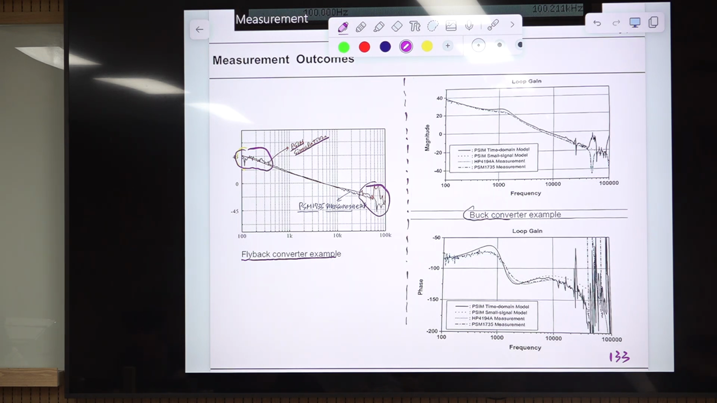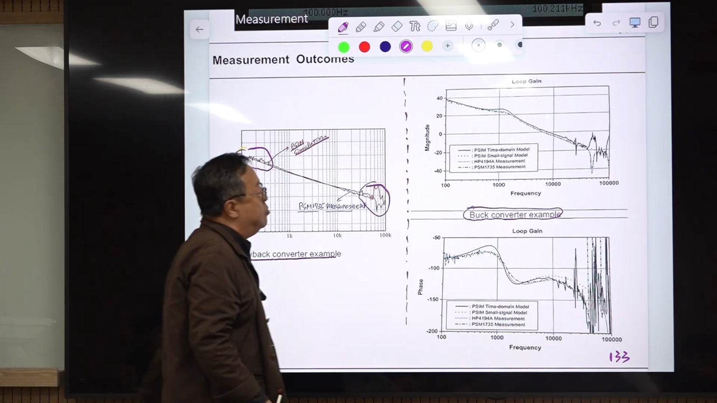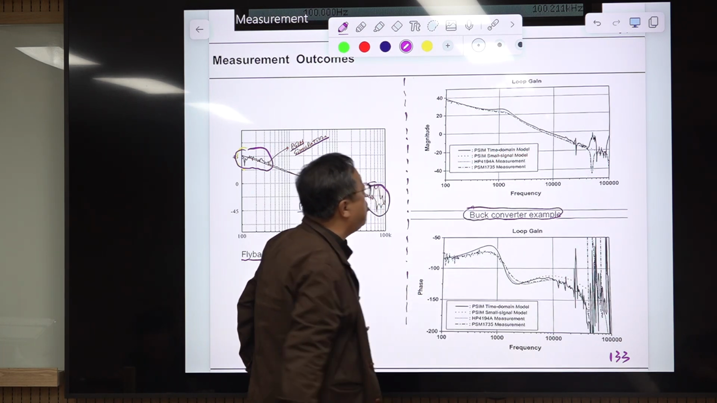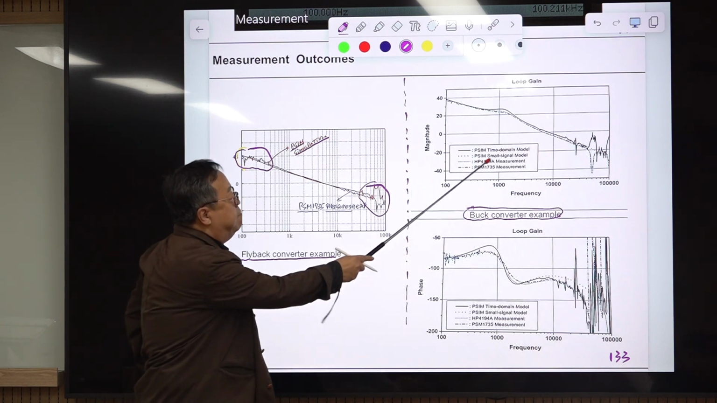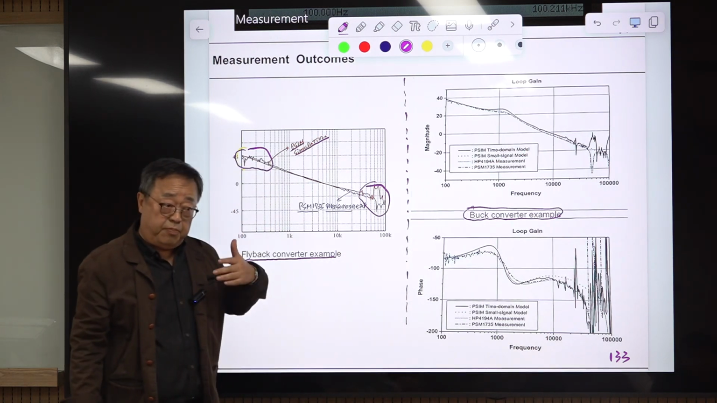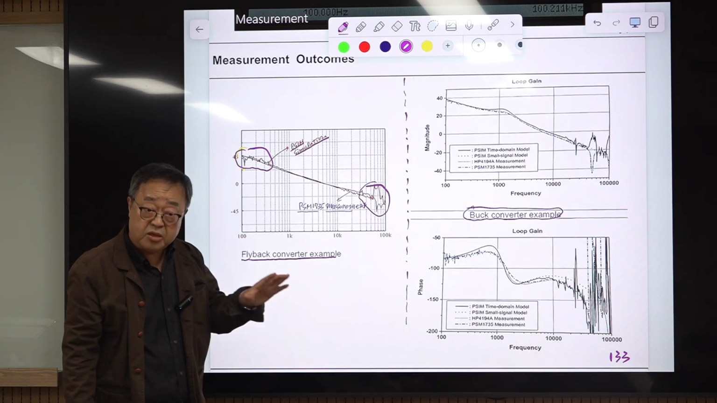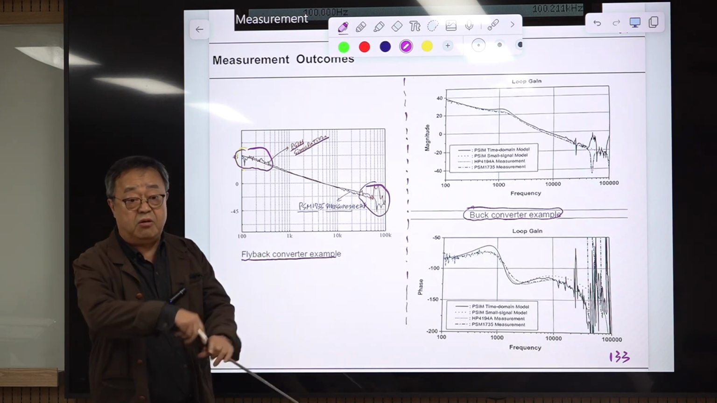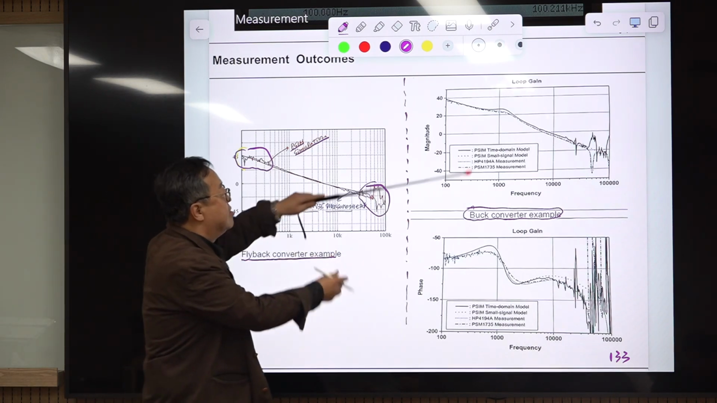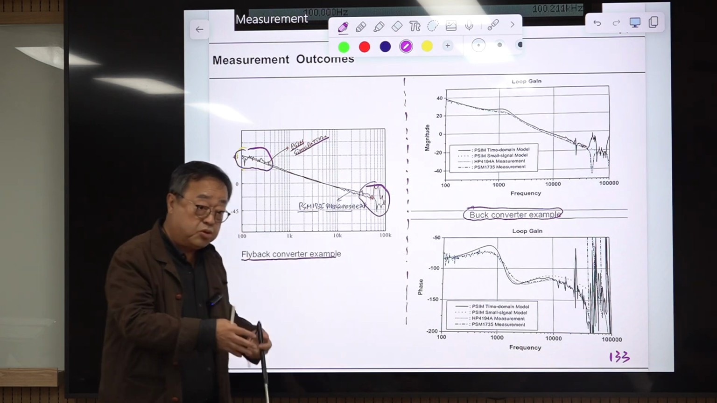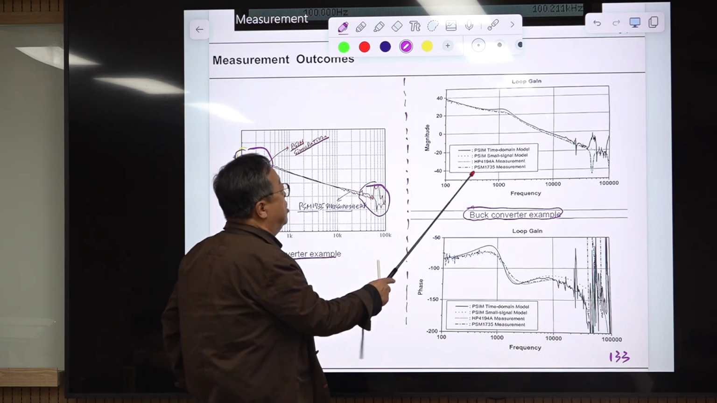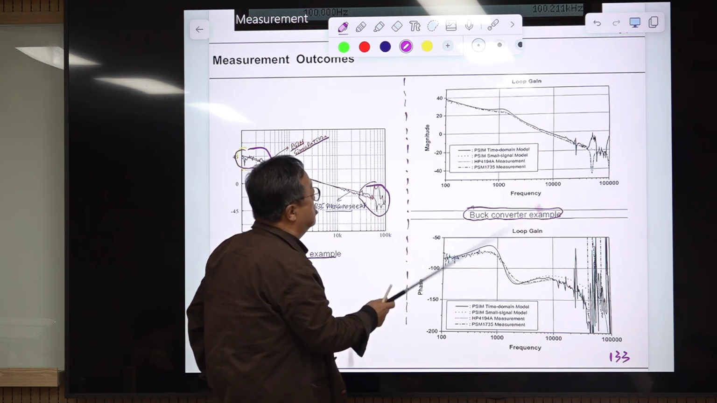Okay, so this data is taken from the buck converter, and there are four different curves overplotted in here. One is the PSIM time domain model, meaning the computational method, and the PSIM small signal model means this is the theoretical prediction of the small signal model. We briefly discussed the small signal model. Using that small signal model of the converter, this can be simulated using some simple software. So this is the theoretical prediction, and the remaining two are the experiments.